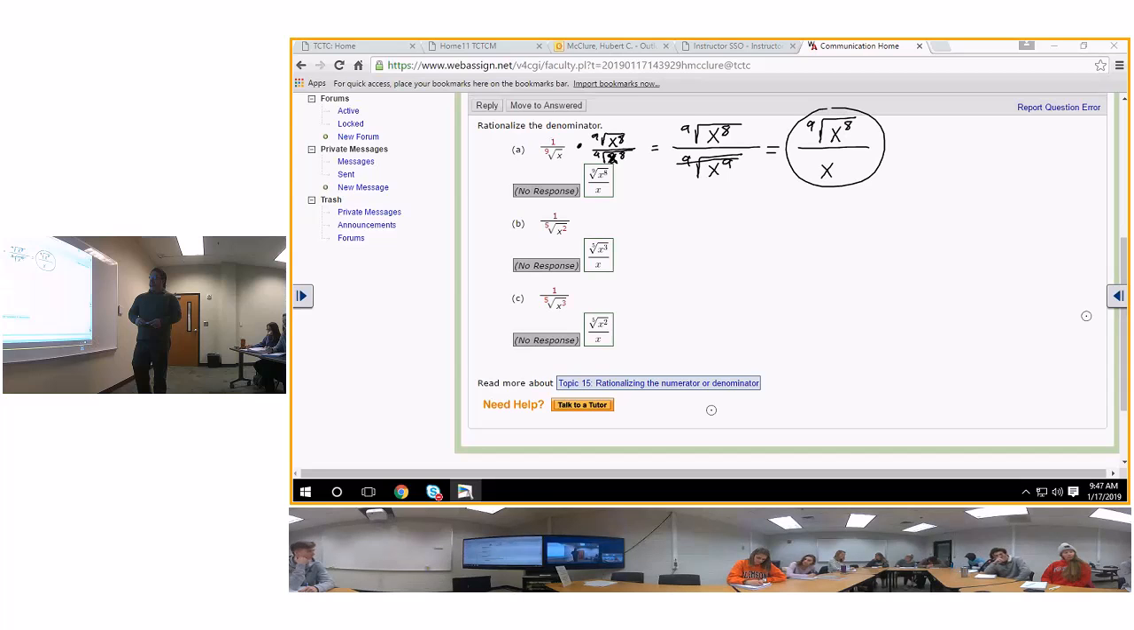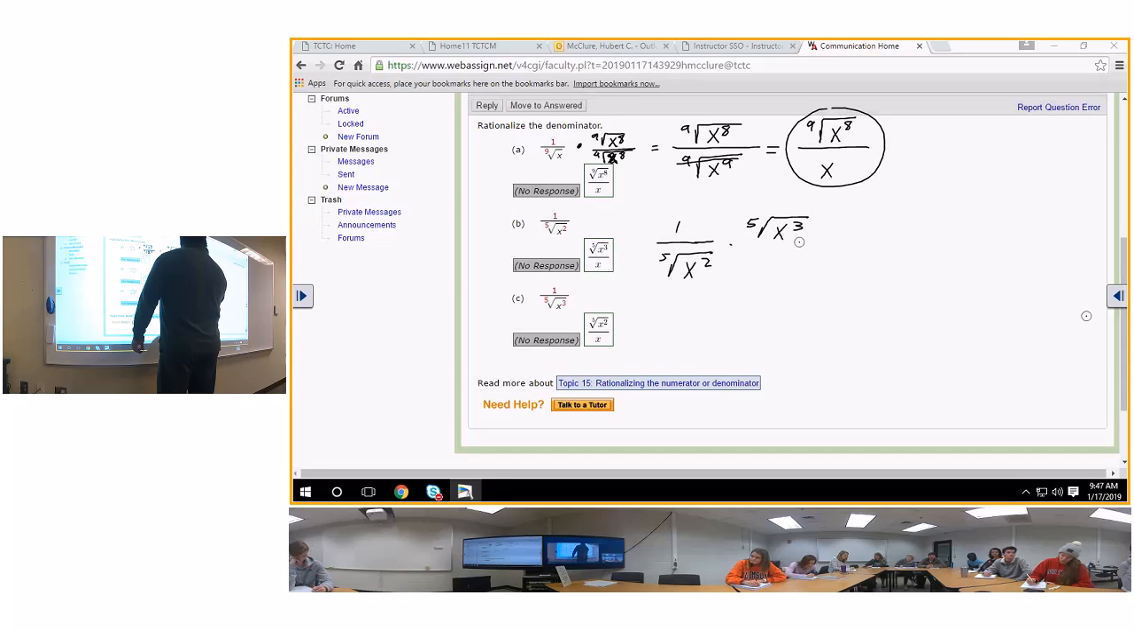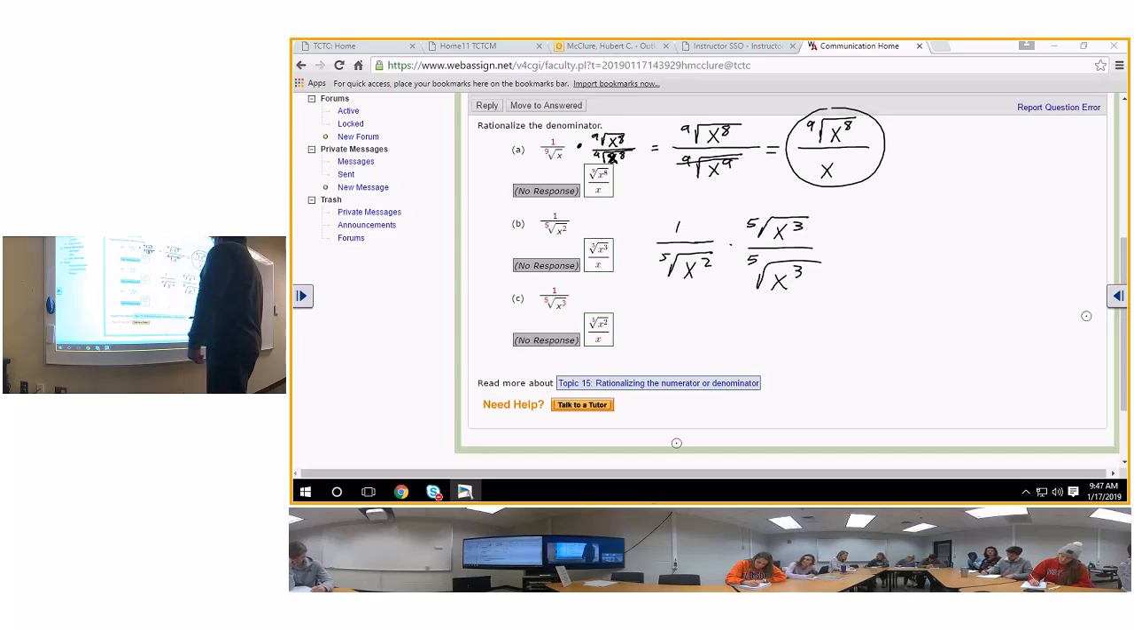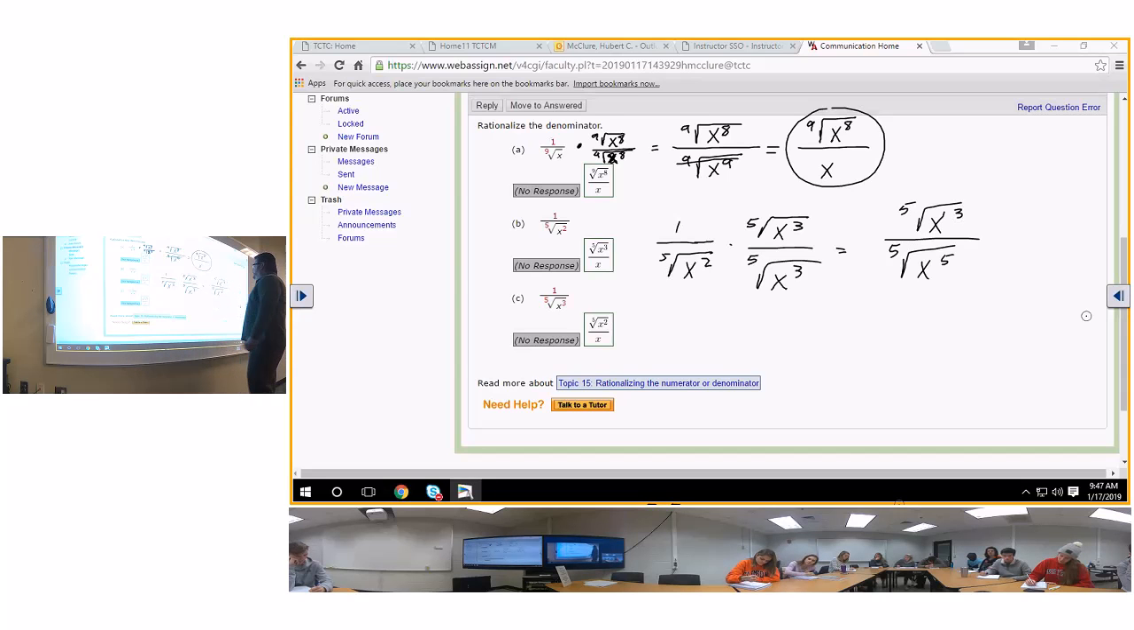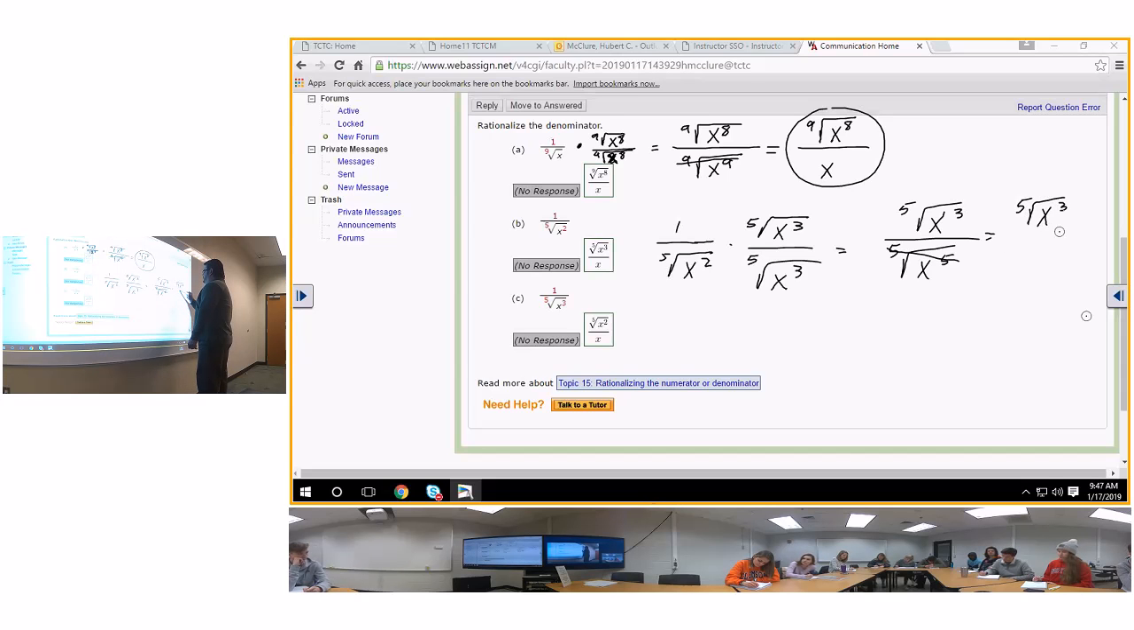Okay, the second one, 1 over the 5th root of x to the 2nd, times the 5th root of x to the 3rd over the 5th root of x to the 3rd. Why did I pick x to the 3rd? Because on the bottom, that will give me what? The 5th root of x to the what? 5th. You've got to remember your law of exponents. And what happens to the 5th root of x to the 5th? That cancels, and you're left with the 5th root of x cubed over x.